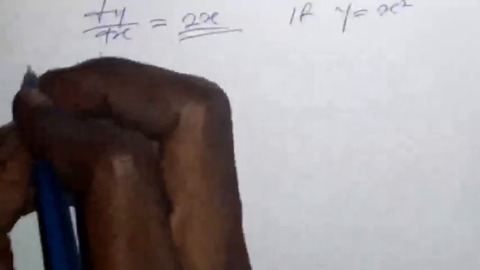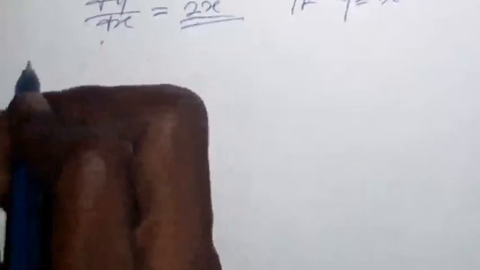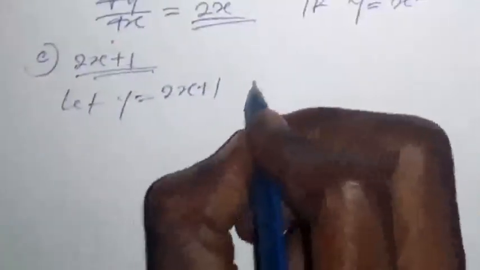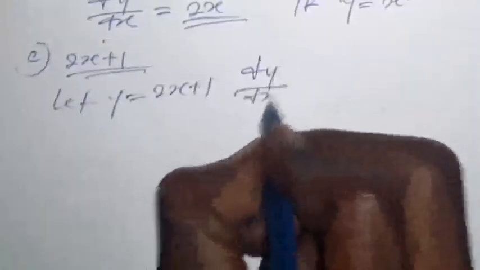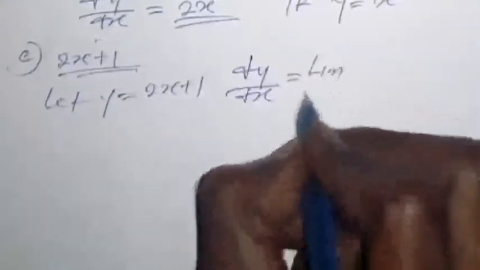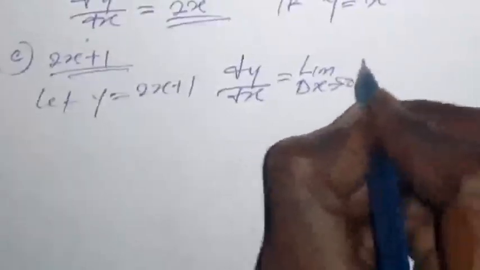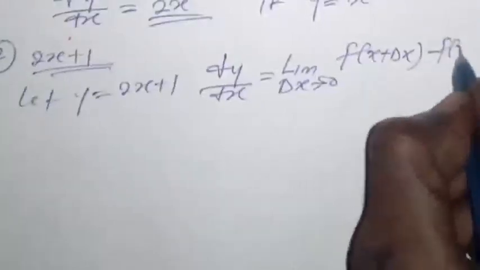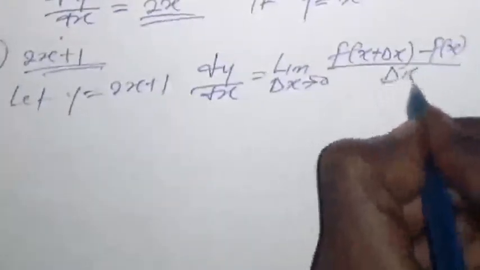Also, to evaluate question C, which is 2x plus 1, we let y equal 2x plus 1. Then also from our first principle, we know we have dy dx is equal to the limiting value as delta x tends to 0 of function of x plus delta x minus function of x all over delta x.